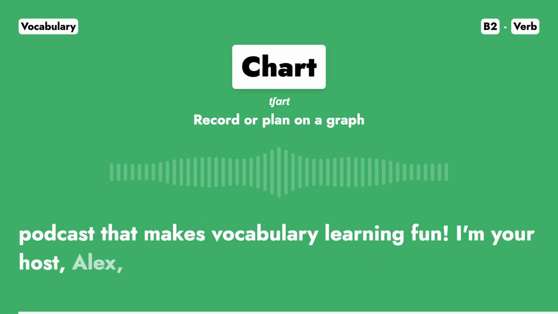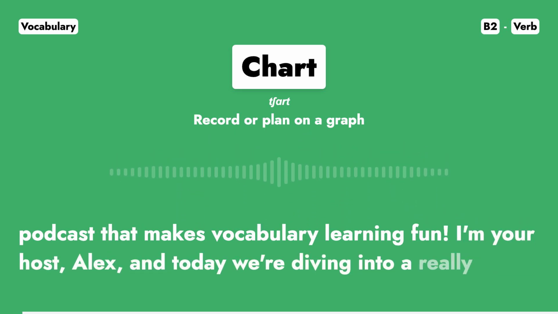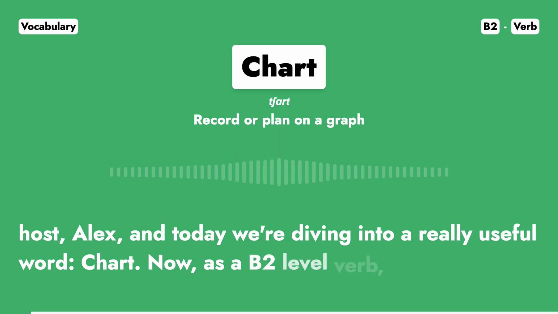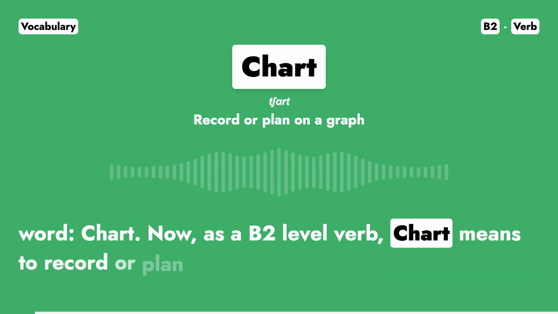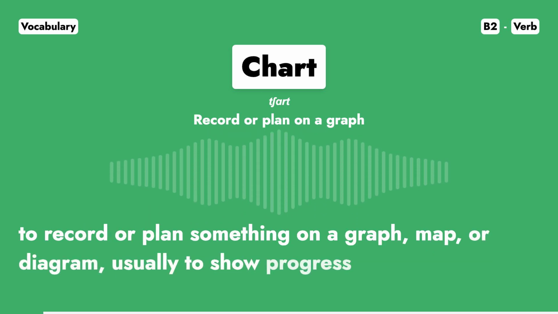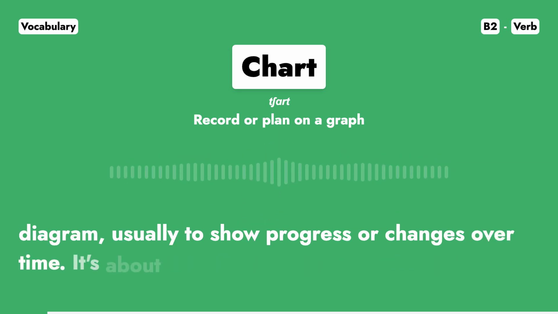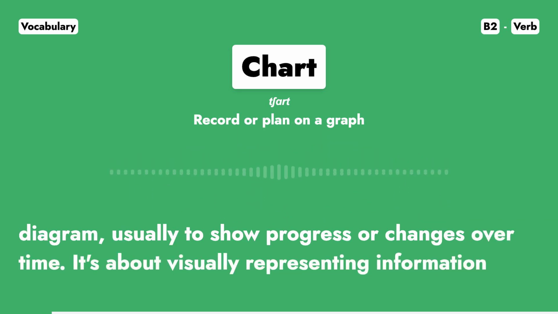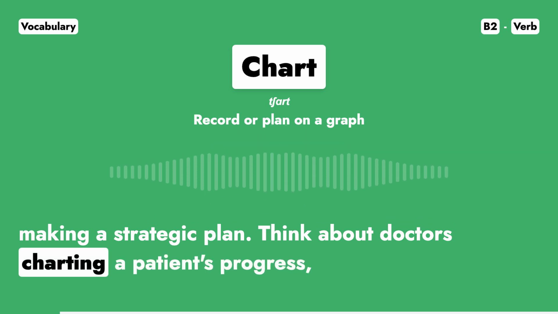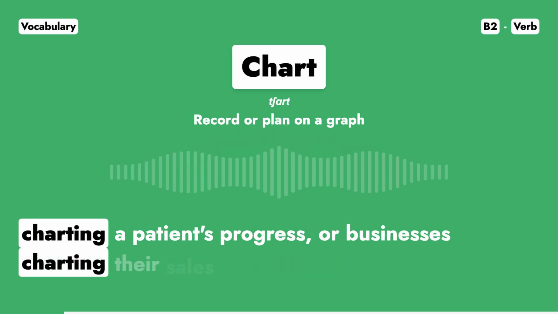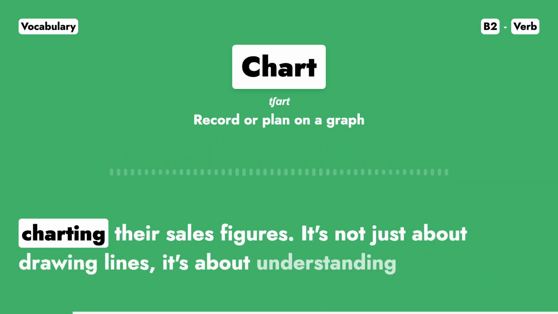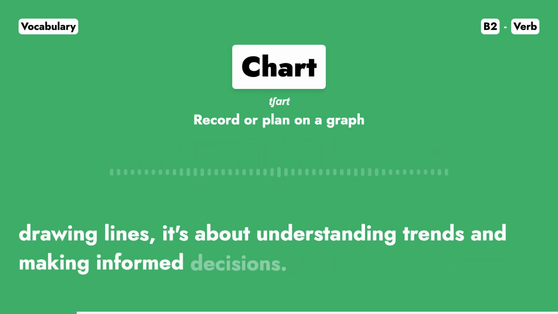I'm your host, Alex, and today we're diving into a really useful word, chart. Now, as a B2 level verb, chart means to record or plan something on a graph, map, or diagram, usually to show progress or changes over time. It's about visually representing information or making a strategic plan. Think about doctors charting a patient's progress, or businesses charting their sales figures. It's not just about drawing lines, it's about understanding trends and making informed decisions.